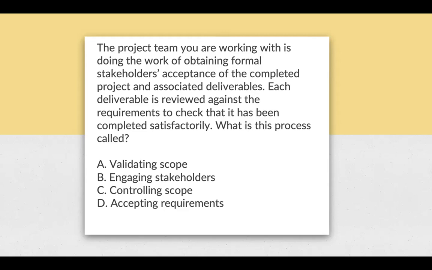So the correct answer is validating scope. How? Validating scope is a process where the customer or sponsor formally accepts the completed project deliverables. It involves reviewing the deliverables against the original requirements to ensure they are complete and satisfactory. Don't confuse this with control scope, which is about managing changes to the scope baseline. Okay.